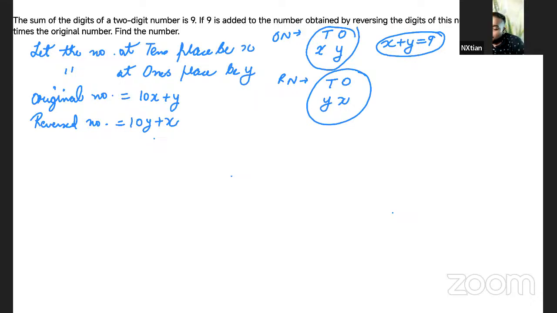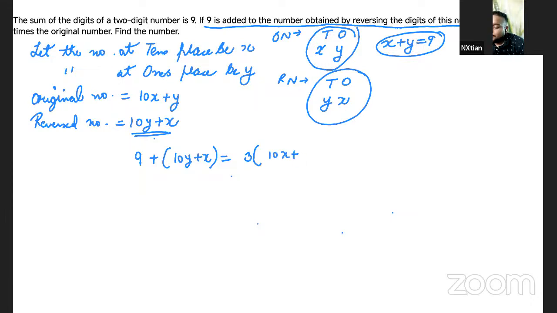No. Now it is given: if 9 is added to the number obtained by reversing the digits of this number, the result is 3 times the original number. It means if you add 9 to the reversed number, what is the reversed number? This is the reversed number, which is 10y plus x. Then the result equals 3 times the original number. What is the original number? The original number is 10x plus y.